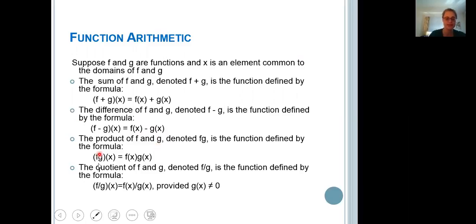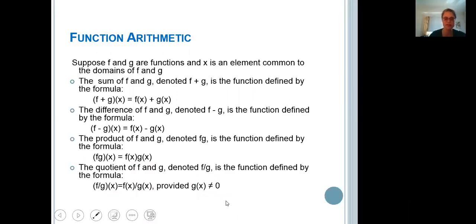And if I write fg of x, I want you to think f of x times g of x. Okay. And if I write f over g of x, I want you to think f of x divided by g of x. Now there's one caveat on this last one. We can never divide by 0, so that means we have to limit the domain so that we exclude any value that would make g of x be 0.